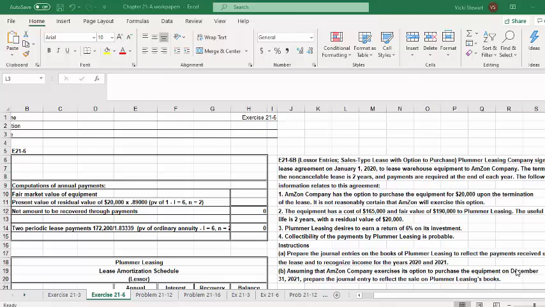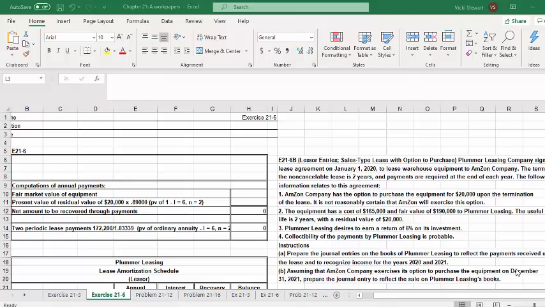Plummer Leasing desires to earn a return of 6% on its investment, and collectability of the payments by Plummer Leasing is probable. In Part A, the instructions state to prepare the journal entries on the books of Plummer Leasing to reflect the payments received under the lease and to recognize income for the years 2020 and 2021. In the B portion, assume that Amazon Company exercises its option to purchase the equipment on December 31st, 2021, and prepare the journal entry to reflect the sale on Plummer Leasing's books.